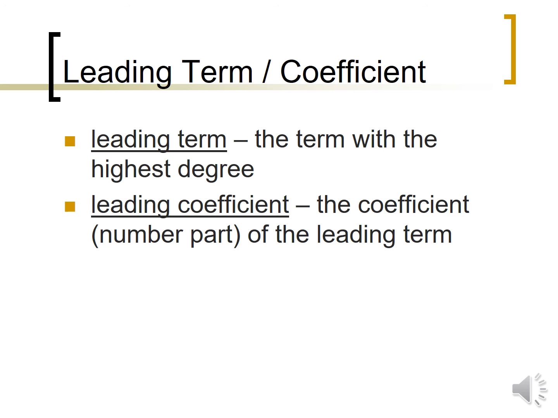And going along with that, the leading coefficient is the coefficient, the number part of the leading term. I'm going to show you one example of this, and it's not going to be a big deal. We're going to find the leading term and the leading coefficient of the polynomial 4x to the sixth minus x cubed plus 5x squared. But before we do that, make sure you have both definitions in your notes.